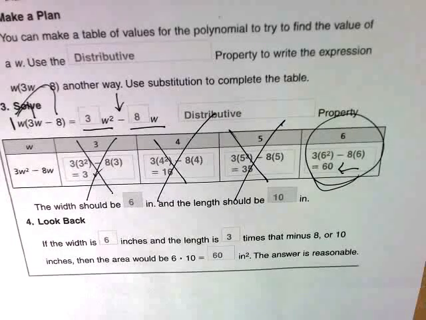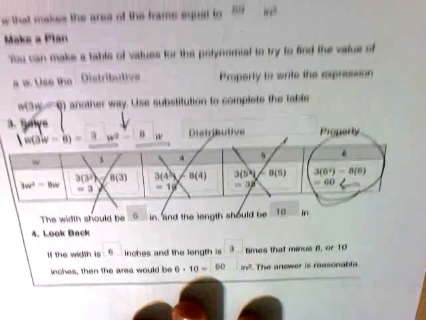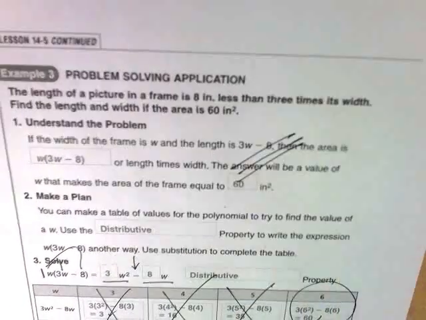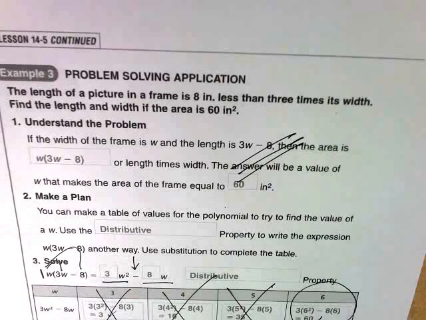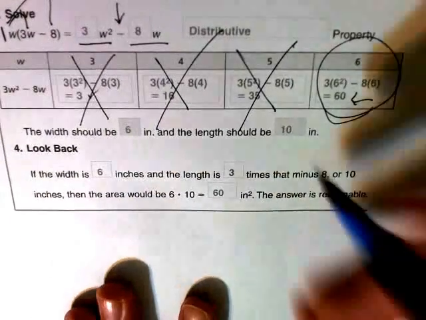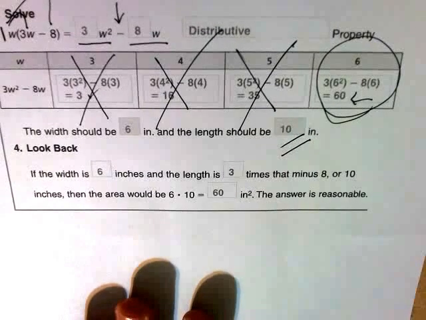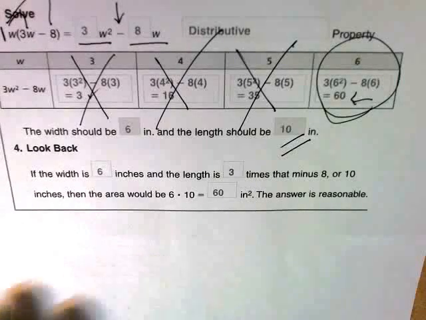All right, so now that I know that w equals 6, now I'm going to apply it to that polynomial to find that length. Remember, that polynomial is what we found way back up here in step 1 for the length. It's this 3 times w minus 8. So I'm going to do 3 times 6, which is 18, minus 8, which is 10, and that's going to give me the length. So if the width is 6 and the length is 3 times that minus 8 or 10, that would indeed give me an area of 60, and thus my answer is reasonable.